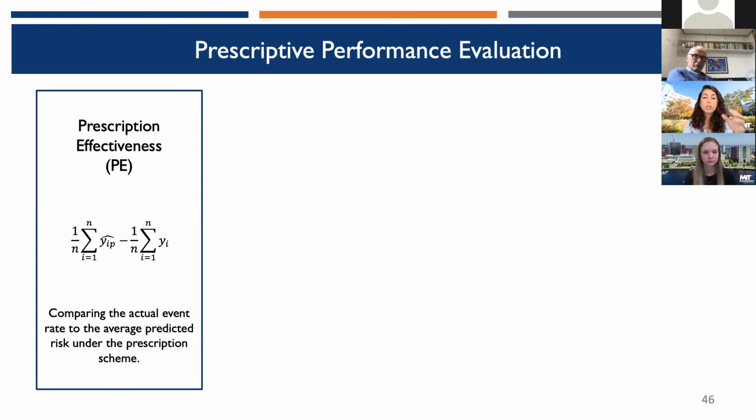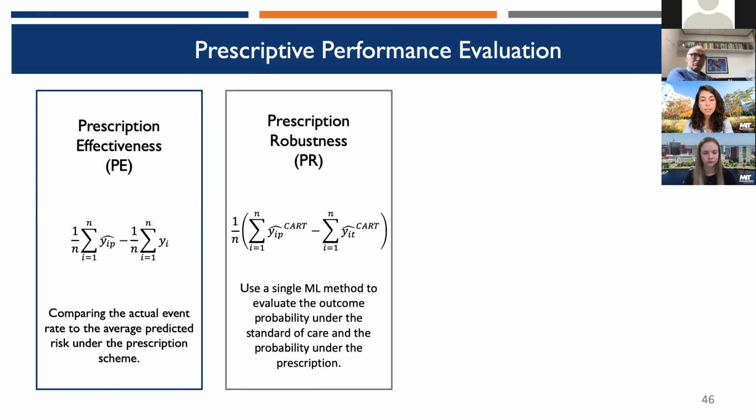So in other words, PE does not compare apples to apples. Prescription robustness takes a more objective view. It uses a single machine learning method to evaluate both the outcome probability under the standard of care and the probability under the prescription. So for example, let's use a CART for prescription robustness. It would compare the average expected outcome as predicted by CART for the proposed treatments versus what CART is predicting for the regimen that the doctors recommended.